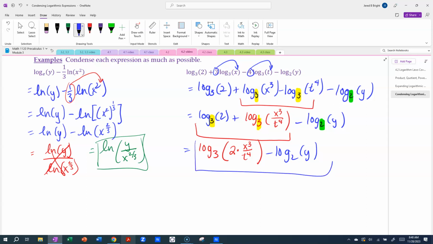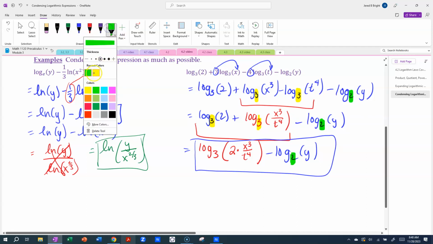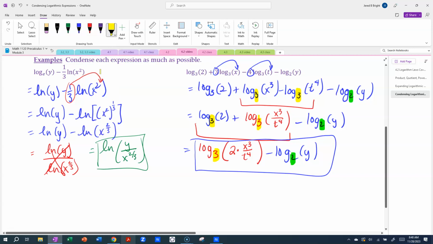Since I have logarithms of different bases, I have log base 2 here and log base 3 here. Since I have different base logarithms, I can't combine them. So I am stuck. But I have done the condensing as much as possible. That's the phrase here. And so I have achieved my mission.